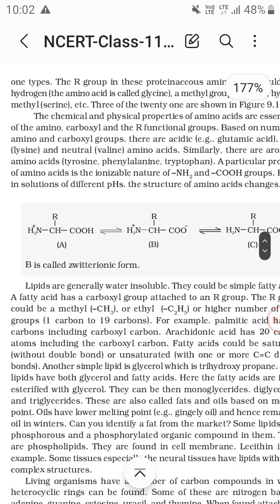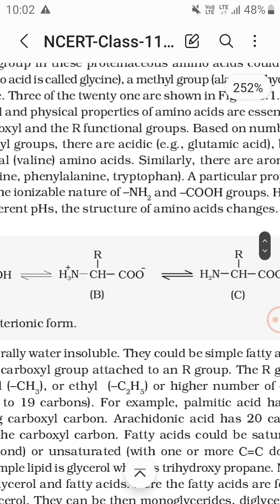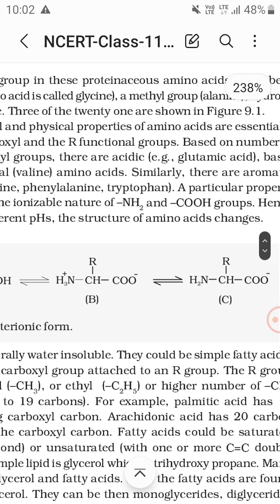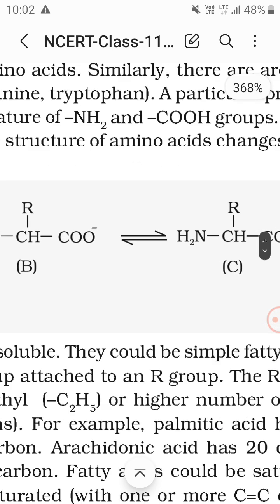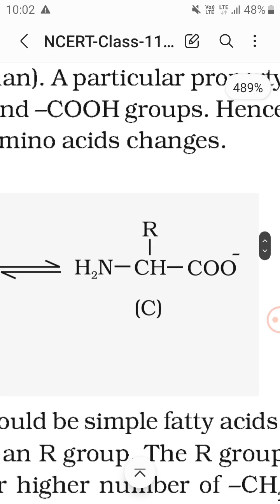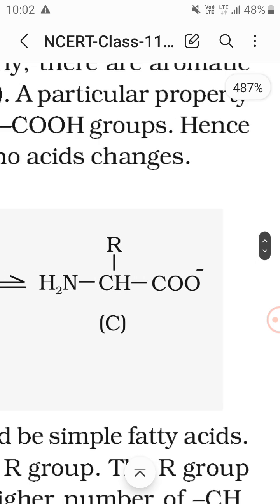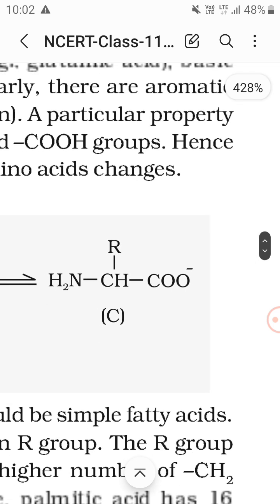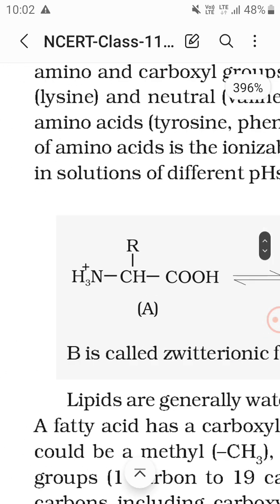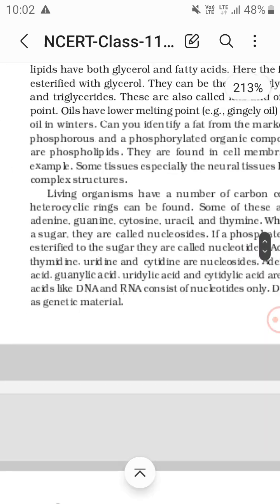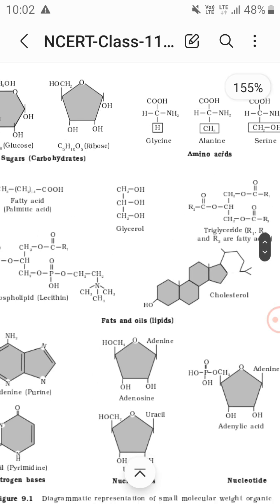Now there is the zwitterionic form. Here NH3+ and CHRCOO-, it is neutral, it is the zwitterionic form. And amino acids, these are alpha amino acids. Why? Because there is an amino group and a carboxylic acid group, then a variable R group, then hydrogen. Now on this side COO-, on this side NH3+. So this was the zwitterionic form.